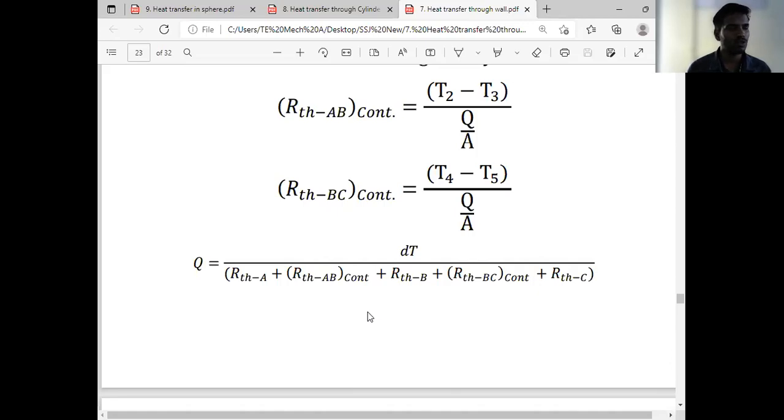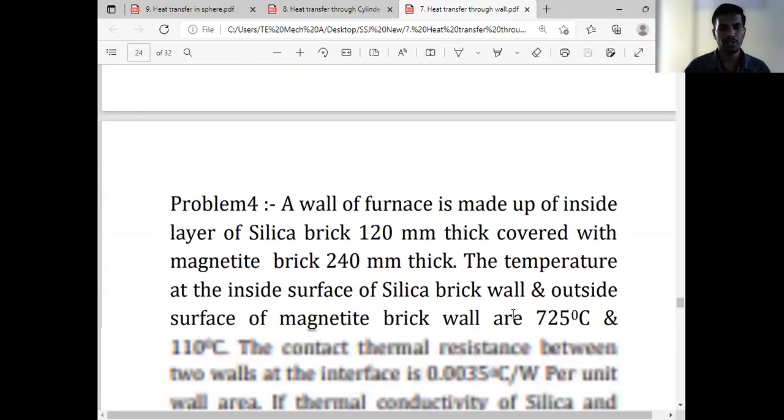Using this equation, what do we have to find out? We have to find out Q. Whenever the contact resistance is given to us, at that time we have to use this equation. According to however many contact resistances there are, you will have to change the equation, and by using that we have to find the value of Q.